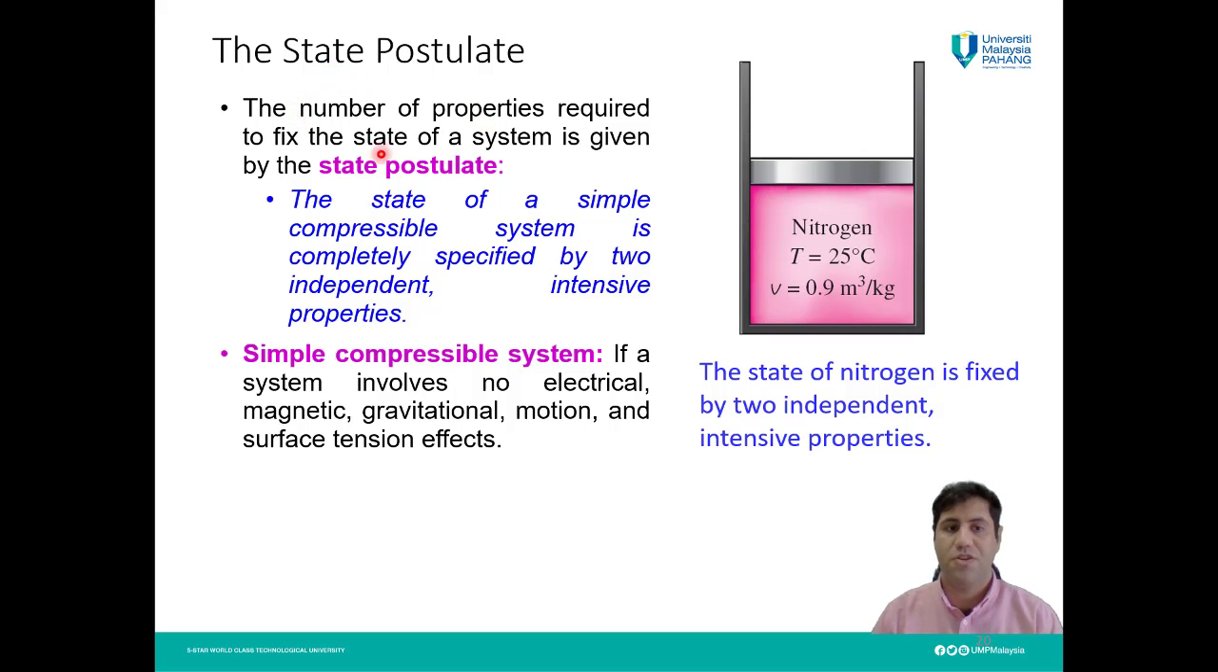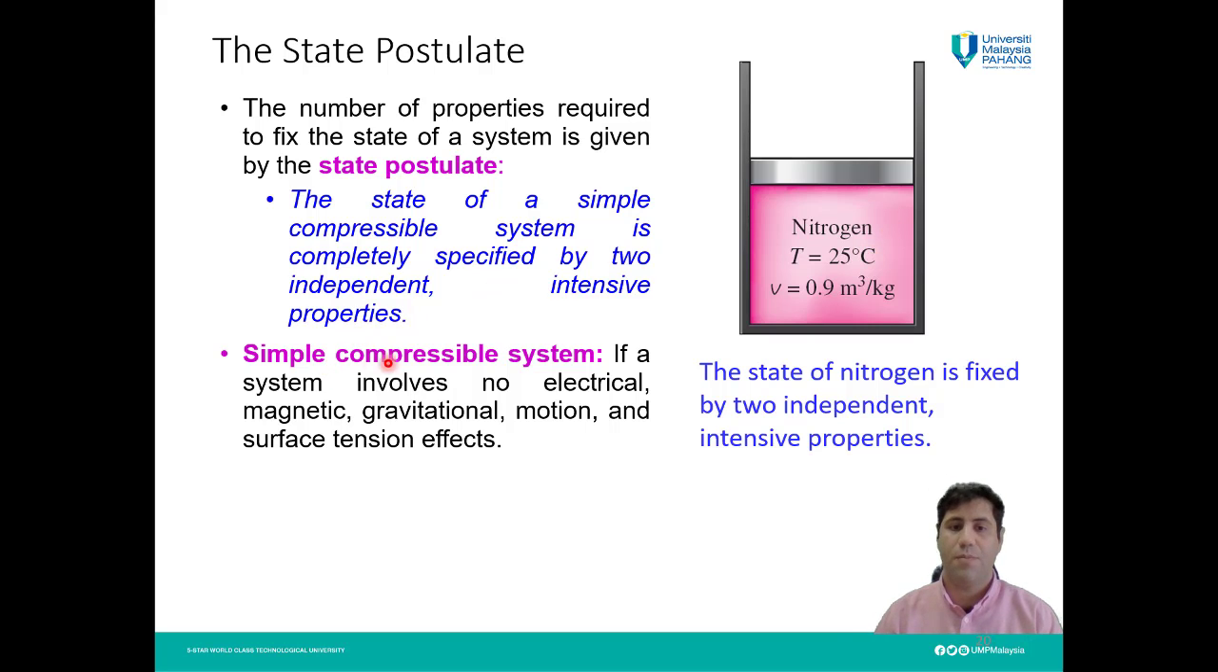The number of properties required to fix the state of a system is given by the state postulate. The state of a simple compressible system is completely specified by two independent intensive properties, like what we have in this system. Temperature is constant, volume is also constant. So the state of nitrogen is fixed by two independent intensive properties. So we have a state postulate for nitrogen for the system which we have here.